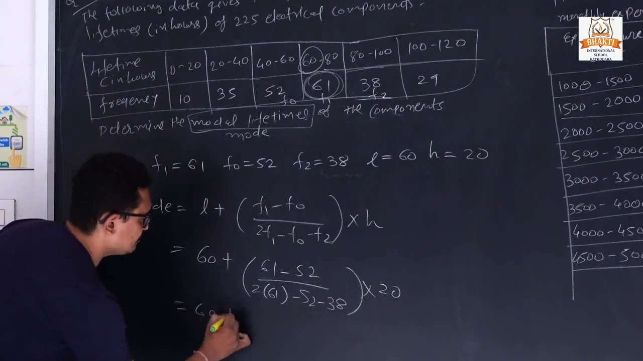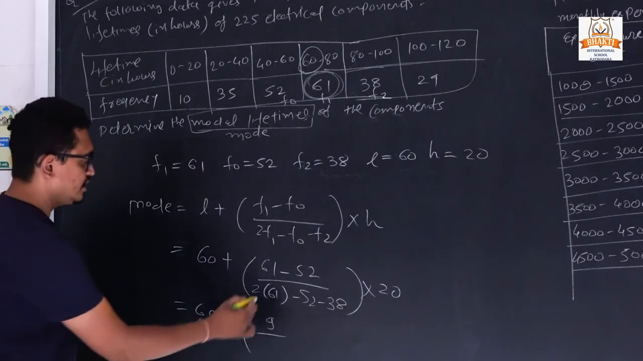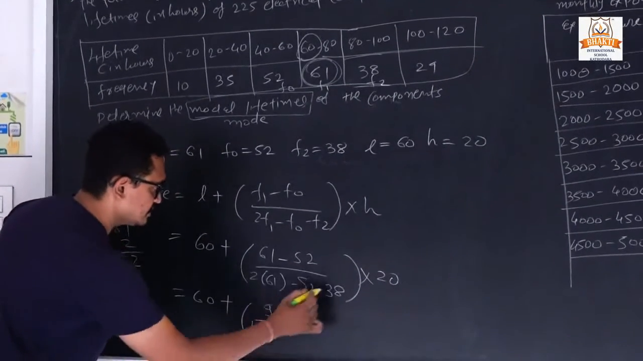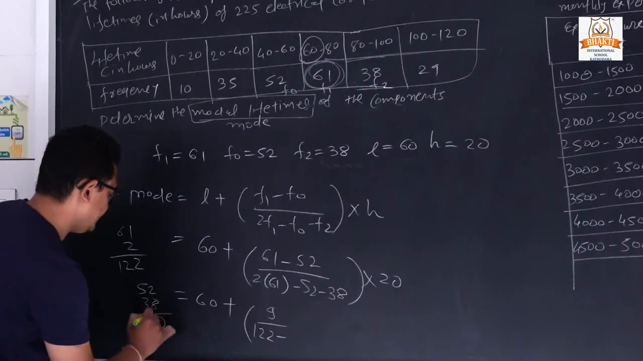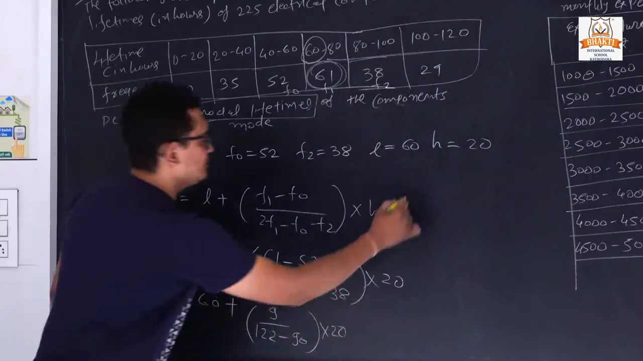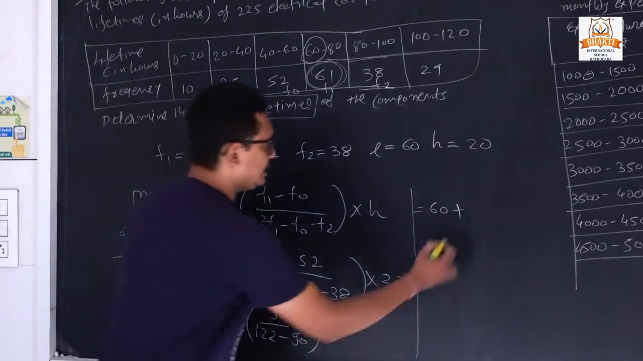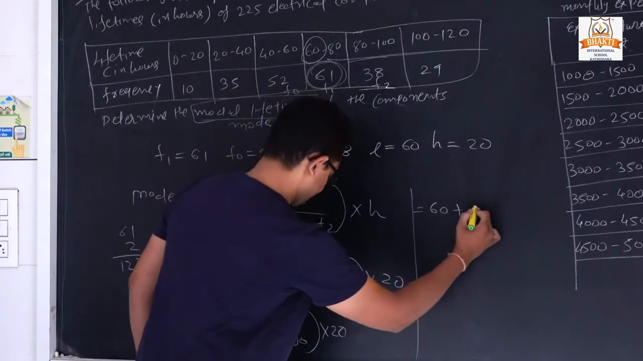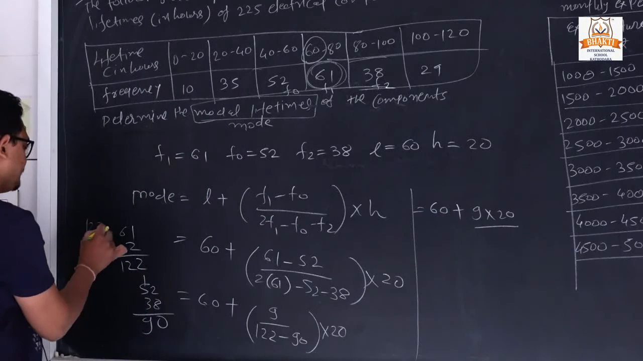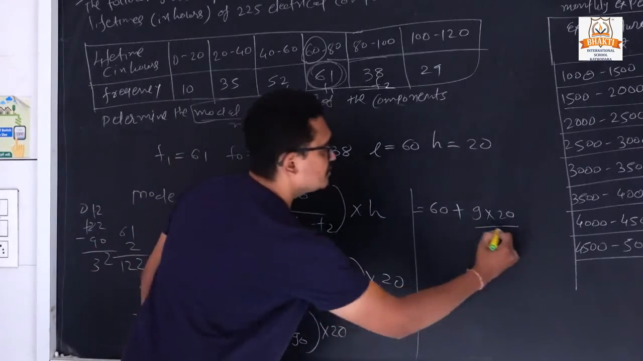Simplify this: 60 plus 61 minus 52, so it will be 9. Clear? It will be 9. 61 2s are 122, minus 52 minus 38 is minus 90, so it will be 9 into 20 upon 122 minus 90. Once again we can simplify. 60 as usual, plus 9 into 20 upon 122 minus 90. 122 minus 90 is 32.